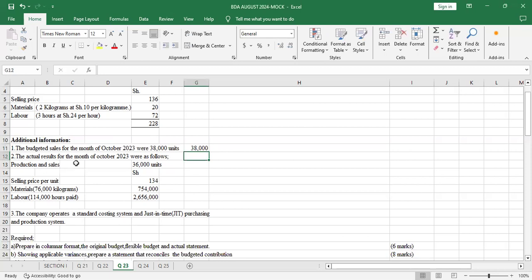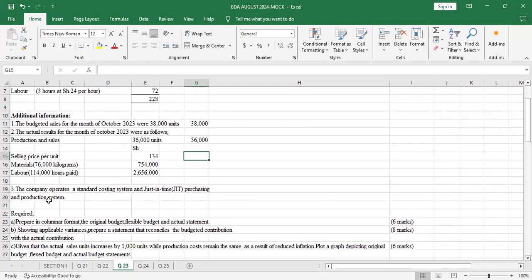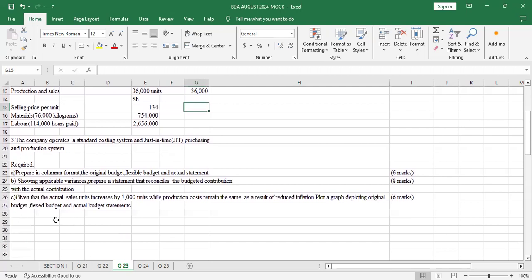The actual results for the month of October 2023 were as follows. Production and sales, 36,000 units. Then you have selling price per unit, 134, materials, 754,000, labor, 2,656,000. So number three, the company operates a standard costing system and just-in-time purchasing and production system.